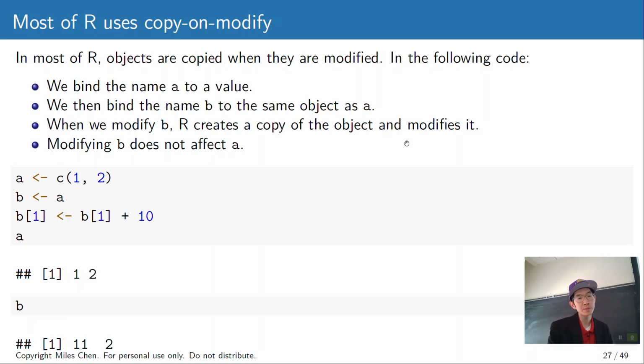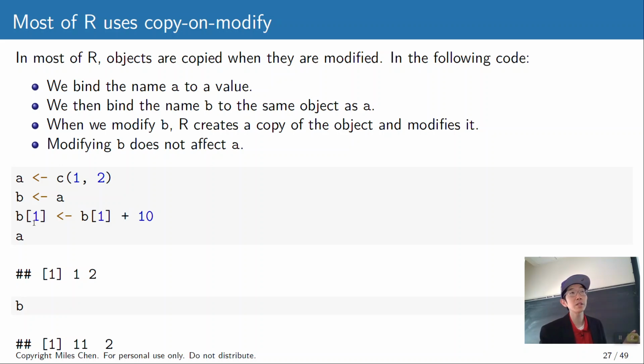For example, here I create a vector containing the values 1 and 2. We're going to bind the name A to it. So A points to this object in memory which contains the values 1 and 2. Then we're going to bind the name B to A, all right? And so B and A are both pointing to this object in memory that contains 1 and 2. And then I'm going to say, take subset B, add 10 to it, and store it back into B.